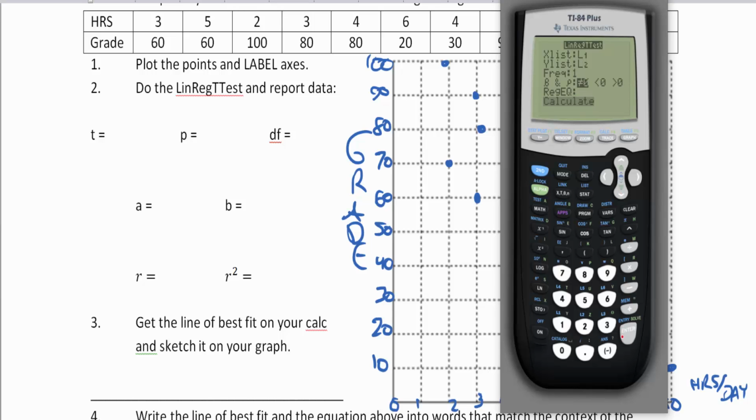If you have a very old graphing calculator, it'll just spit out the data. Okay, looks like our t-value is negative 4.36. Our p-value is very, very small. 9 degrees of freedom because we had 11 students, 11 minus 2. And here we have our a value, which is 103.26, and our b value is negative 10.3. We're going to skip over the s and write down our r and r squared values.